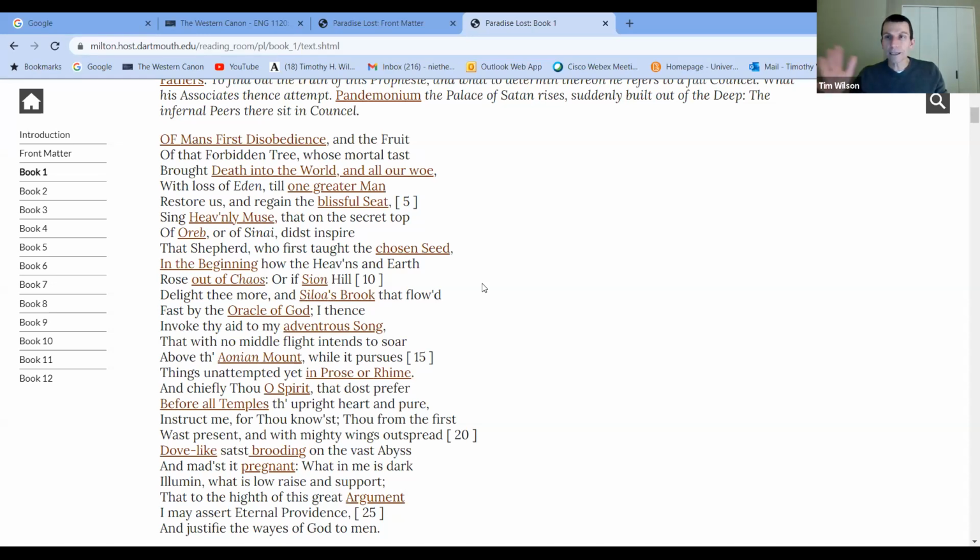The fruit has a couple of references there. They were tempted by the serpent to eat the fruit of the tree of the knowledge of good and evil. But fruit could also be the outcome. A key part of the story is our fallenness, the act of disobedience that makes us fallen, and the ensuing product of those actions of disobedience, of that forbidden tree whose mortal taste brought death into the world and all our woe.